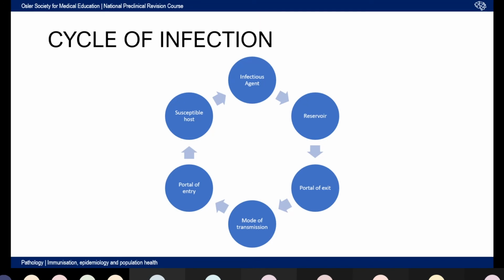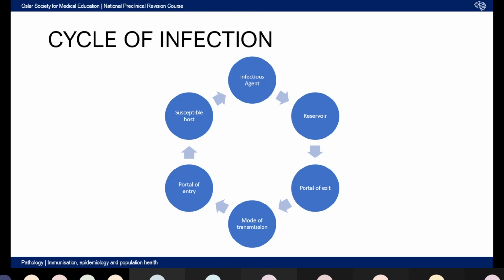So I picked influenza virus as an example. You can think about the pathogen being influenza virus, the reservoir being infected humans and possibly also surfaces, the portal of exit being a cough or a sneeze, mode of transmission, droplets, the portal of entry would be the respiratory system, breathing it in, and the susceptible host is going to be a human.